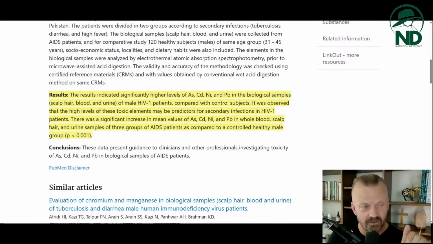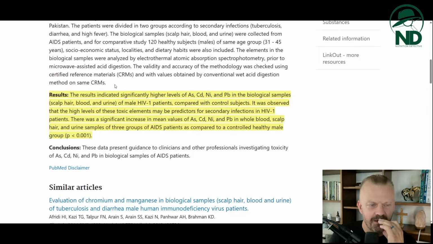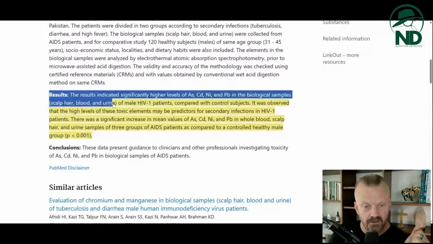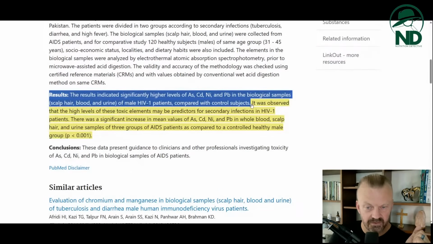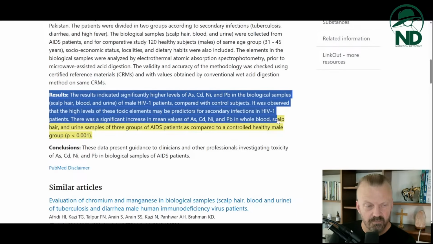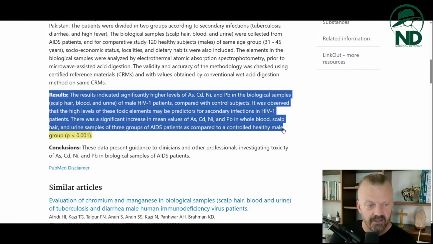There's a great article by Anthony Colpo, C-O-L-P-O, if you wanted to look up HIV and AIDS apart. It's an amazing article. Okay, the results indicated significantly higher levels of arsenic, cadmium, nickel, and lead in the biological samples, all of them of male HIV patients compared with control subjects. Wow, they're just more toxic. It was observed that the high levels of these toxic elements may be predictors for secondary infections in HIV-1 patients. There was a significant increase in the mean values of arsenic, cadmium, nickel, and lead in whole blood, scalp hair, and urine samples of 3 groups of AIDS patients as compared to the controlled healthy male group.